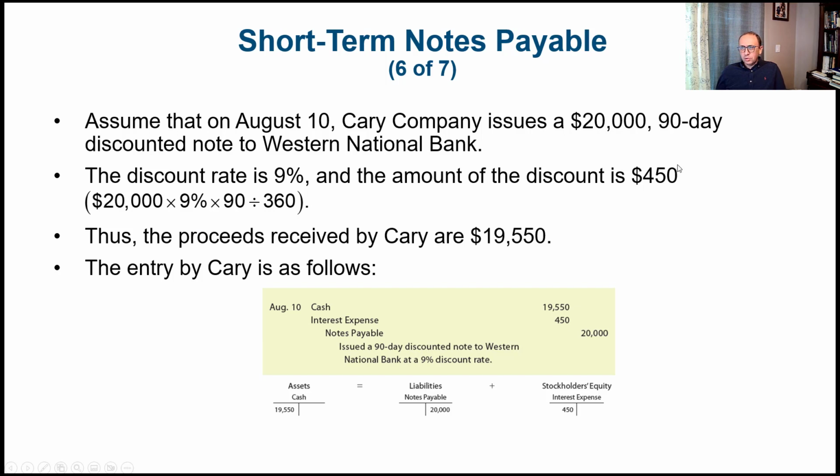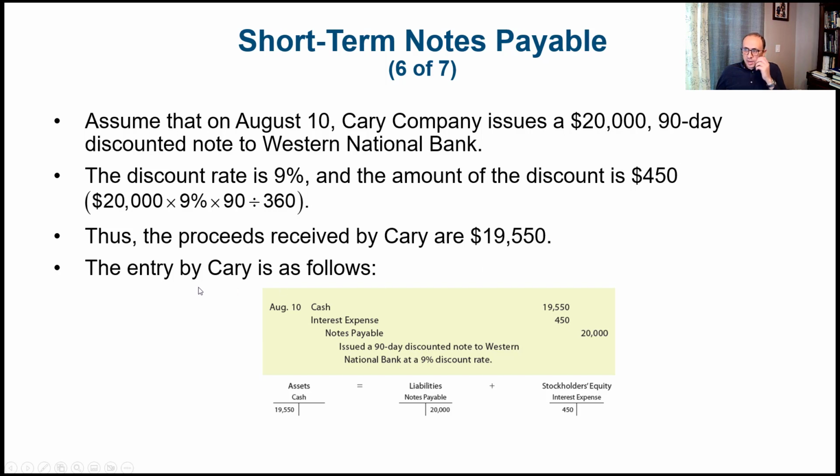And just make sure that whenever you're using your calculator, take your time, make sure that you plug in the numbers correctly, because you don't want to mess up the numbers by doing wrong calculations. 9% is the same on your calculator as 0.09, or just 9 divided by 100, or if you have a percentage sign on your calculator, just make sure that you know how to use it. So therefore, the proceeds received by Carey are $19,550, which is the $20,000 minus the discount amount, which is the $450.